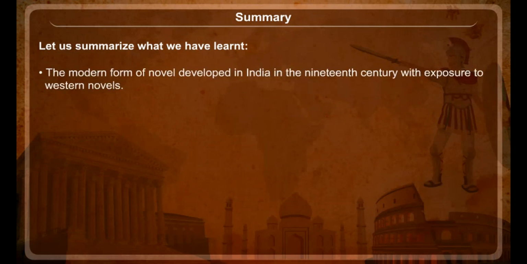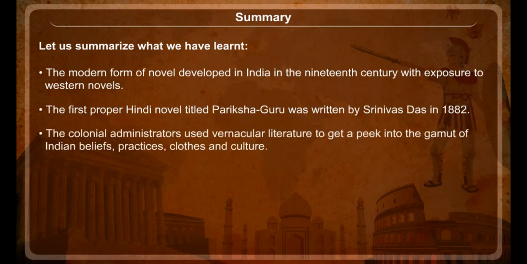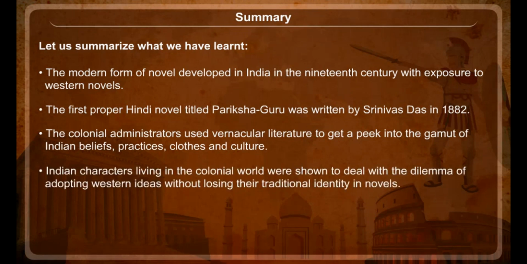The modern form of novel developed in India in the 19th century with exposure to Western novels. The first proper Hindi novel titled Pariksha Guru was written by Srinivas Das in 1882. The colonial administrators used vernacular literature to get a peek into the gamut of Indian beliefs, practices, clothes, and culture. Indian characters living in the colonial world were shown to deal with the dilemma of adopting Western ideas without losing their traditional identity in novels.